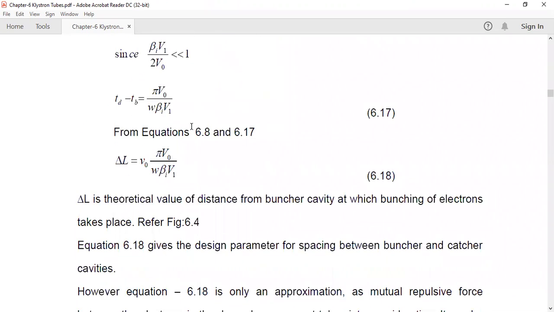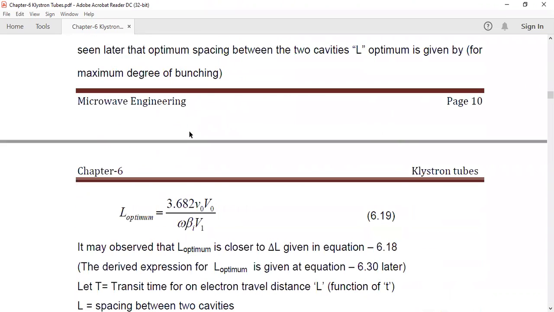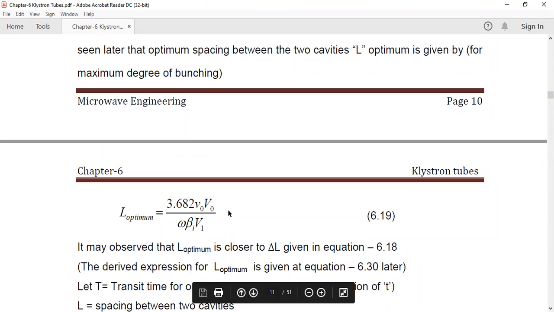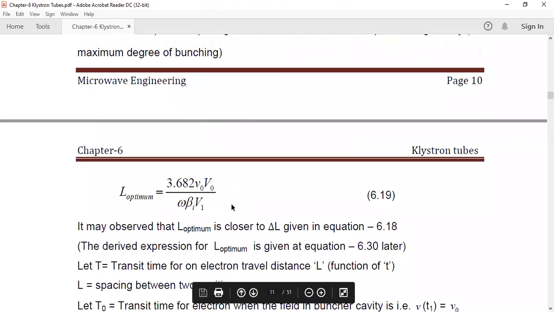Now there is one thing here. This is the bunching parameter. This is the distance from the buncher cavity where the electron bunches are formed.